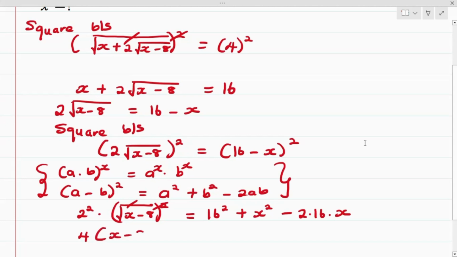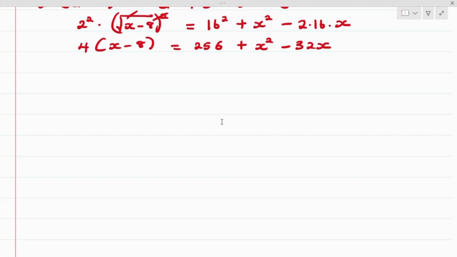multiply this, we cancel out the square root, so we have x minus 8, and this equals, we have 16 squared to be 256, plus x squared minus 2 multiply 16, 32, 32 multiply x is 32 what? x. So open up the bracket, we have 4 multiply x is 4x minus 4 multiply 8 is 32, and this equals 256 plus x squared minus what? 32x. So let's simply rearrange this properly.